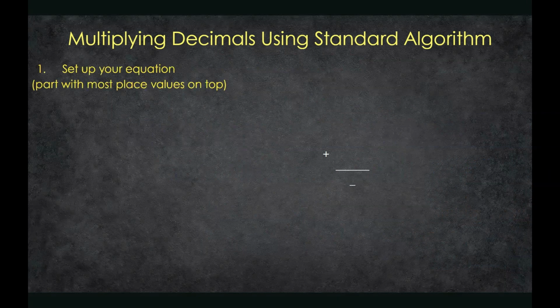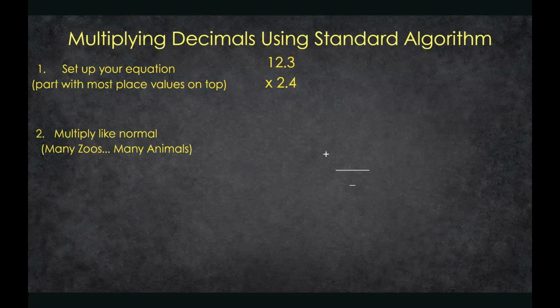So, we are going to be using 4 steps to help us remember how to multiply with the standard algorithm. The first thing that we want to do is set up our equation. When we set up our equation, we want to put the part that has the most place values on top. So, if you look at our 2 factors, 12.3 has 3 place values. It has a tens place, a ones place, and a tenths place. 2.4 only has 2 place values, the ones place and the tenths place. Since 12.3 has more place values, we put that number first.